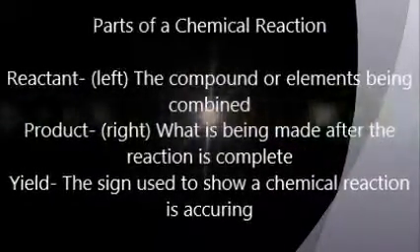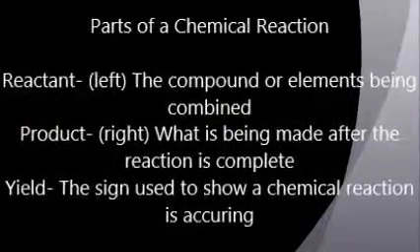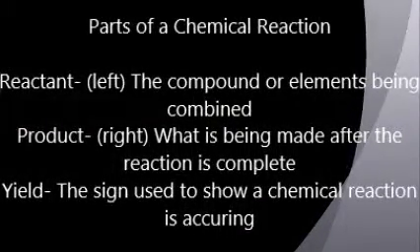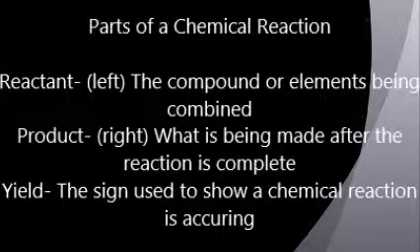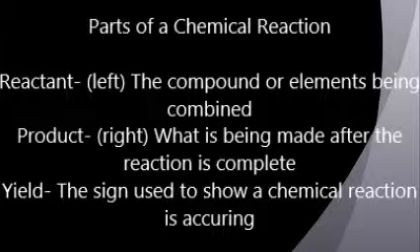Here are the 3 main parts of a chemical equation. Reactant, which is on the left, the compound or elements being combined. On the right, you have the product, which is being made after the reaction is complete, and the yield sign, which is the sign used to show that a chemical reaction is occurring.